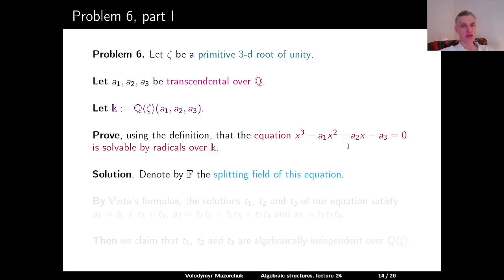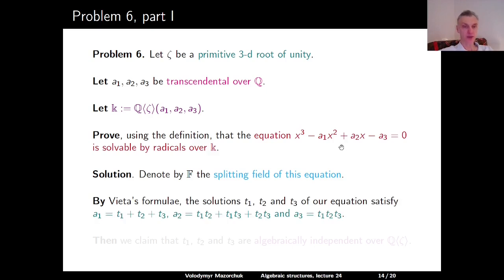Solution. Denote by F the splitting field of this equation over K. By Vieta's formulas, the solutions T1, T2, and T3 to our equation satisfy the following conditions. A1 is equal to T1 + T2 + T3, A2 is equal to T1T2 + T1T3 + T2T3, and A3 is equal to T1T2T3.